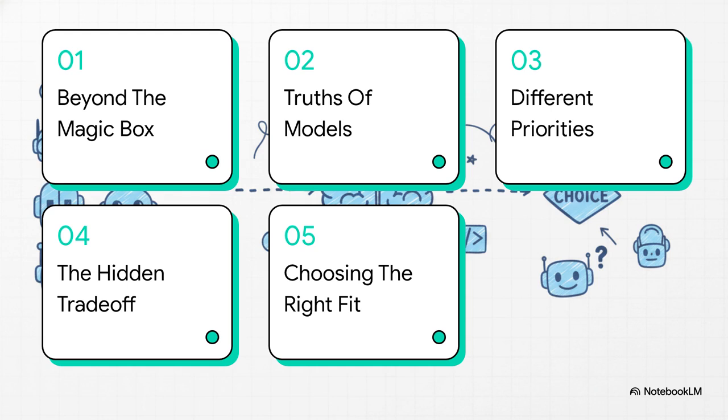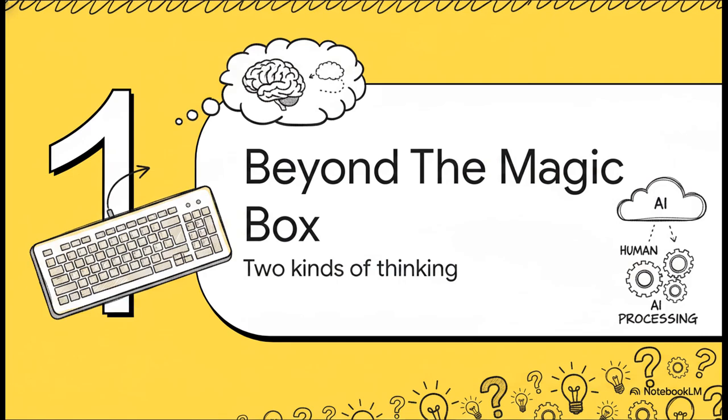1. Beyond the magic box. 2. Truths of language models. 3. Different design priorities. 4. The hidden trade-off. And finally, 5. Choosing the right fit. All right, Section 1, Beyond the Magic Box.